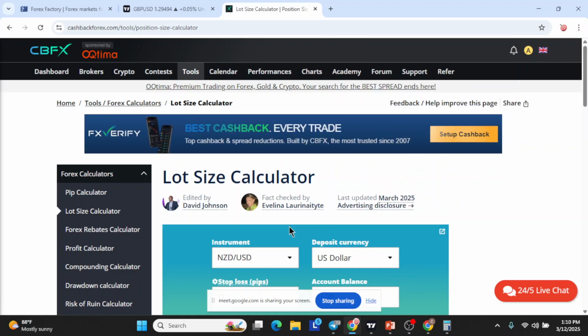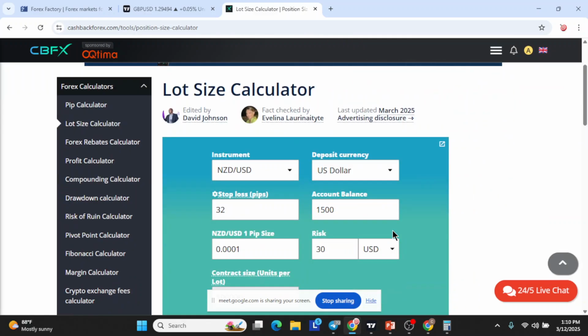So what this platform helps you to do is that it helps you to generate the proper lot size to use on the trade. So it only asks you some few questions, you input that, it asks you some few information rather, and you input that, then it's going to generate the particular lot size for you.